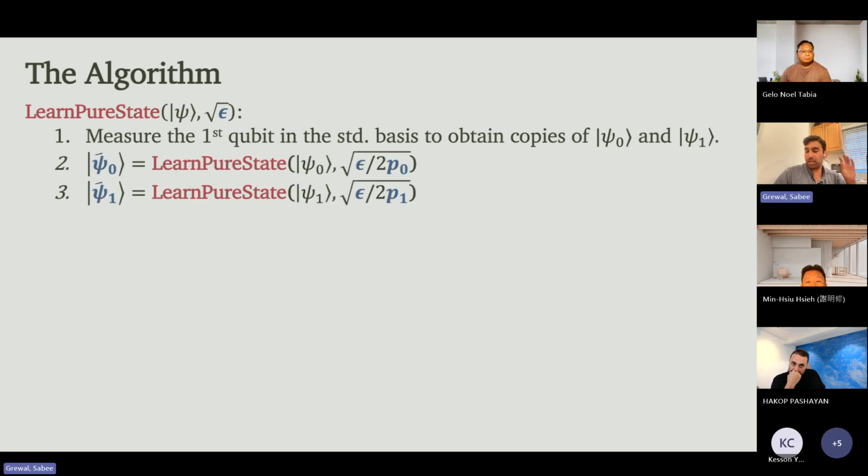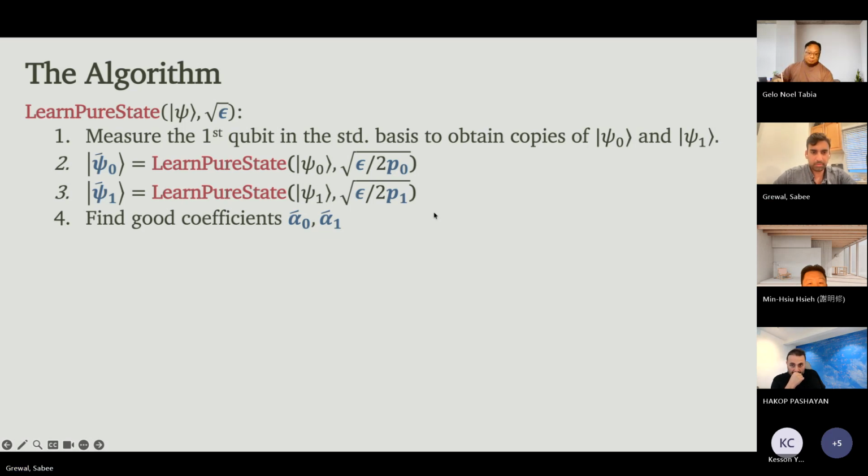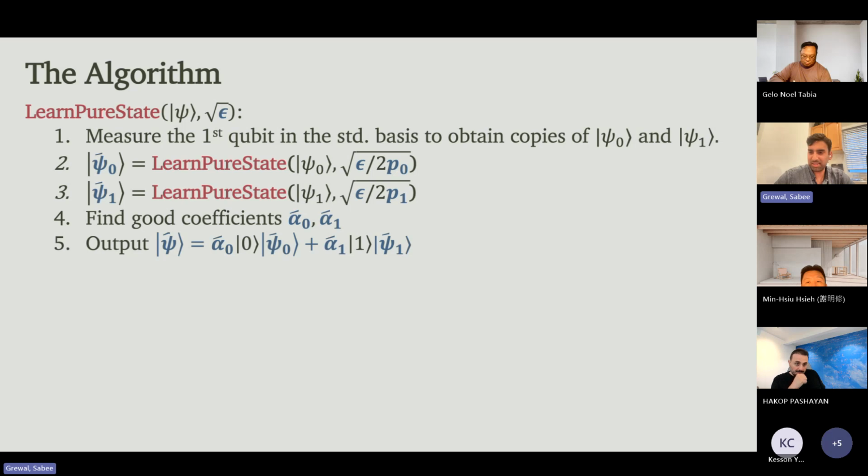And then we have this recursive call in our algorithm. We're going to call our function learn pure state on psi0 with this new accuracy parameter attenuated by the probability you see 0. Same for psi1. And then you find good coefficients, alpha 0 hat and alpha 1 hat, that approximate the good coefficients that are promised to exist by the last lemma I showed you. And then you just write down this description and output it. That's what the algorithm's doing.